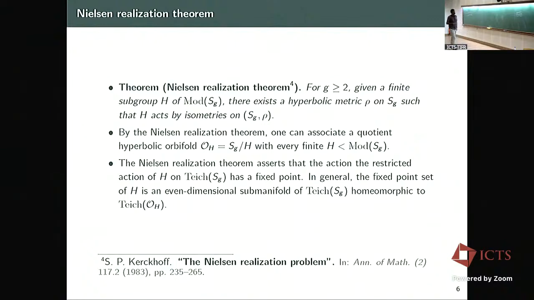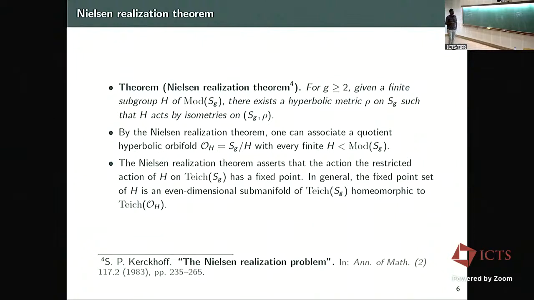Okay? Just like what we saw in the Teichmüller space, where we had an action by isometries that descended to a metric on the quotient, the similar thing happens here too. When you have a finite subgroup that acts by isometries on the surface, it descends to a structure on the quotient orbifold. The quotient orbifold is well defined, it's a hyperbolic orbifold, and you can associate to each subgroup of the mapping class group a corresponding quotient orbifold, right?